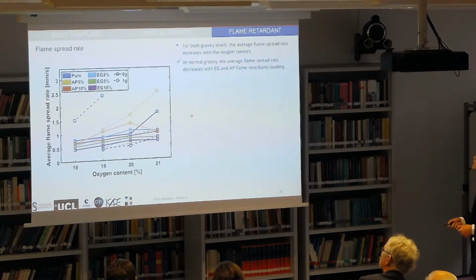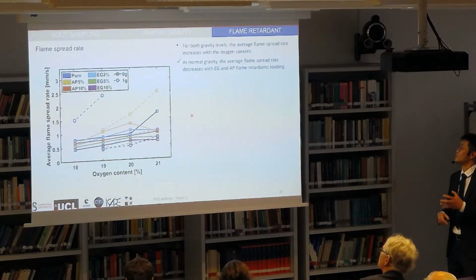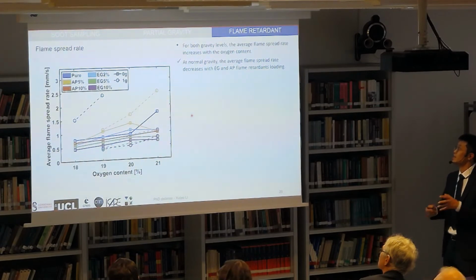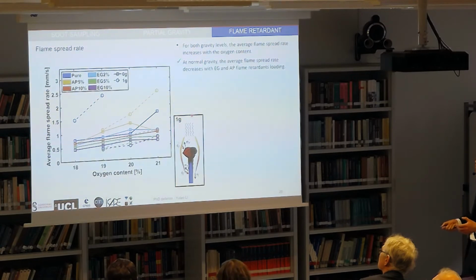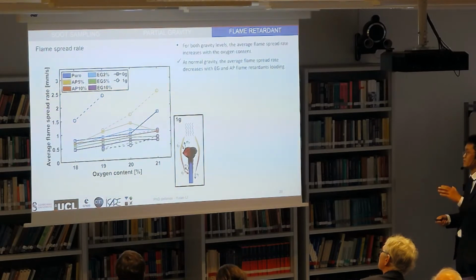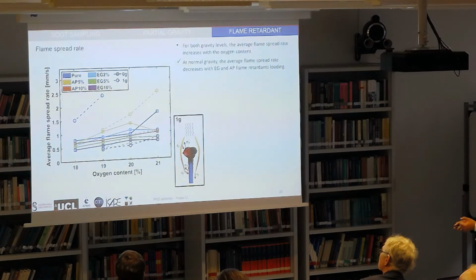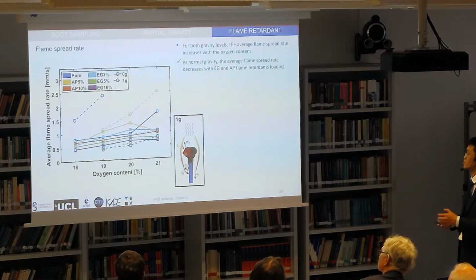Secondly, at normal gravity, the average flame spread rate decreases with the EG and AP flame retardant loading. As we mentioned before with this same schematic, the addition of the flame retardant can slow down the pyrolysis process, and also the intumescent acts as a heat barrier from the flame, so that it can slow down the flame spread. And the increase of the flame retardant loading can enhance this performance.